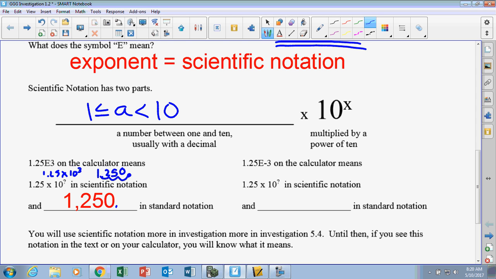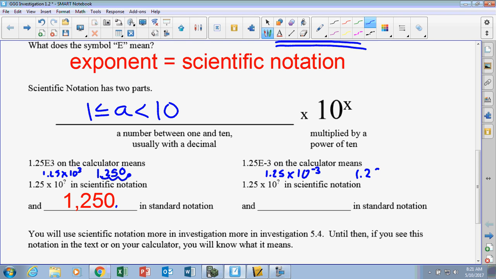Now, just the opposite. So basically, if your exponent is positive, you're talking about a big number here. If the exponent is negative, because now you're basically writing this as 1.25 times 10 to the negative 3 power, those are small. Negative exponents make the number small.